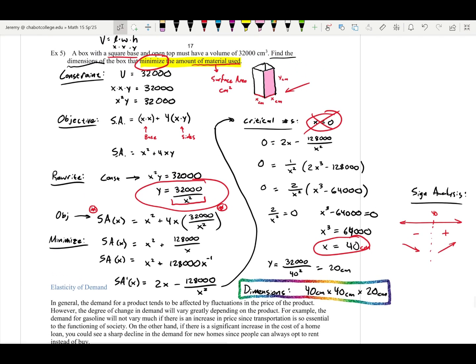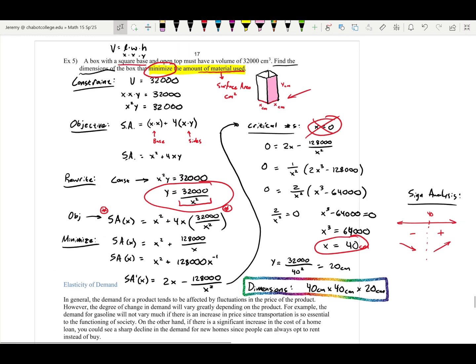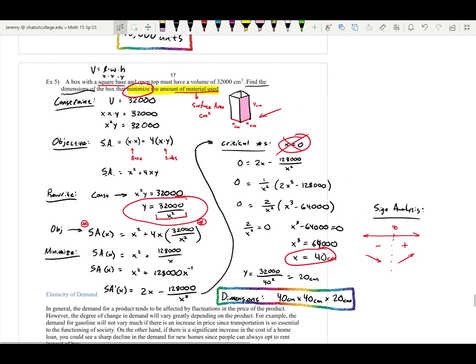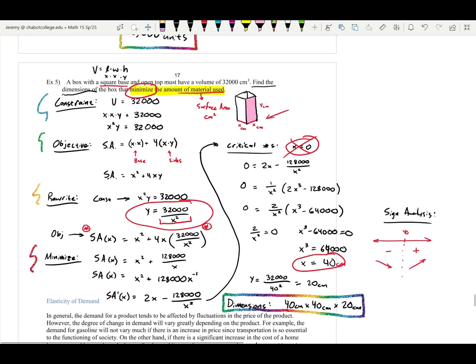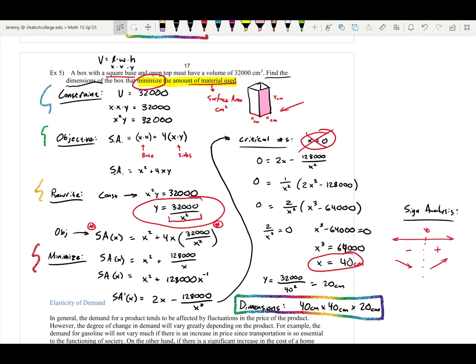Okay, so I hope you see this process is really quite uniform for a lot of these problems. Find the constraint, find the objective, rewrite it, do the optimization step, do a little sign analysis, and then just figure out how you want to give your answer. Okay, so this is a great problem to study from. You'll get a chance to practice this on homework.